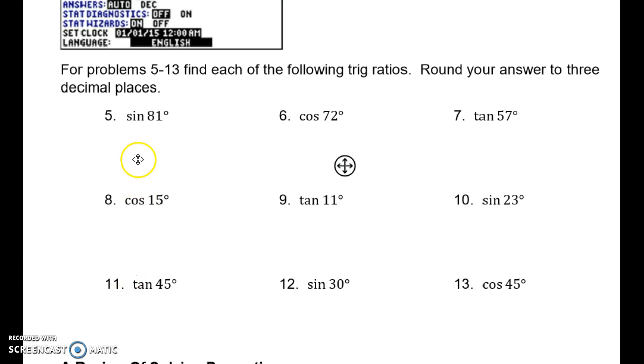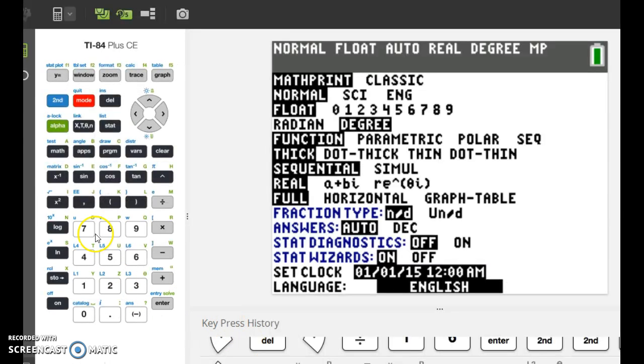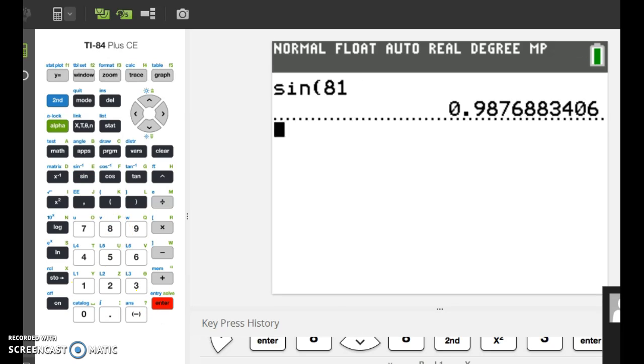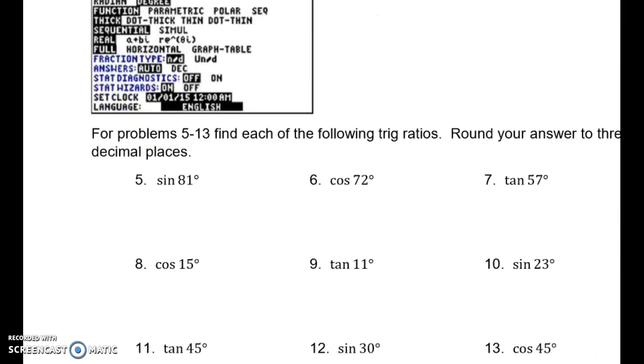And simply put, if I want to find the sine of 81, I'm going to quit out of here first of all. I'm going to go to sine 81. And I'm getting 0.988 when we round to 3 decimal places. I don't know why that moved on me. Hold on. All right, we're back. Sorry about that. So sine of 81 is 0.9, and what did we say, 88? Yes, 988.